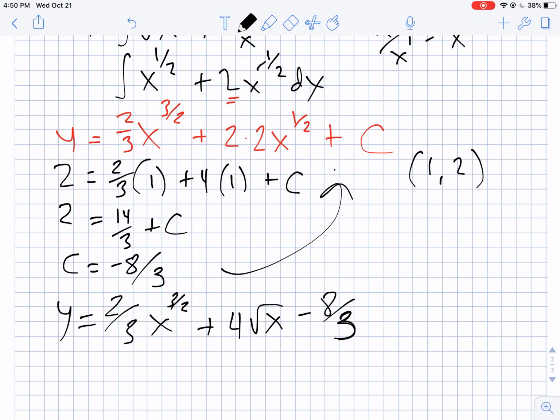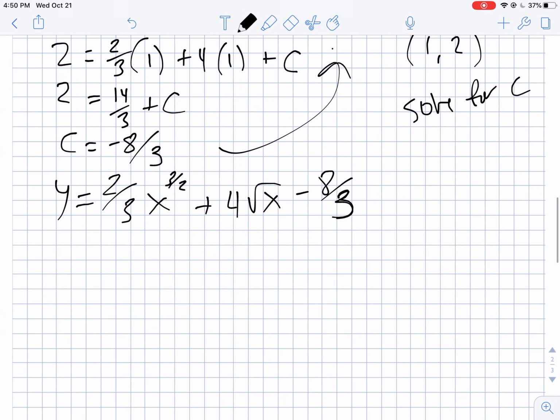Okay, so that's how you'll approach these problems. You just integrate like you normally do, and then you plug in the point (1, 2), and that lets you solve for c, in this case where you do have an initial point.